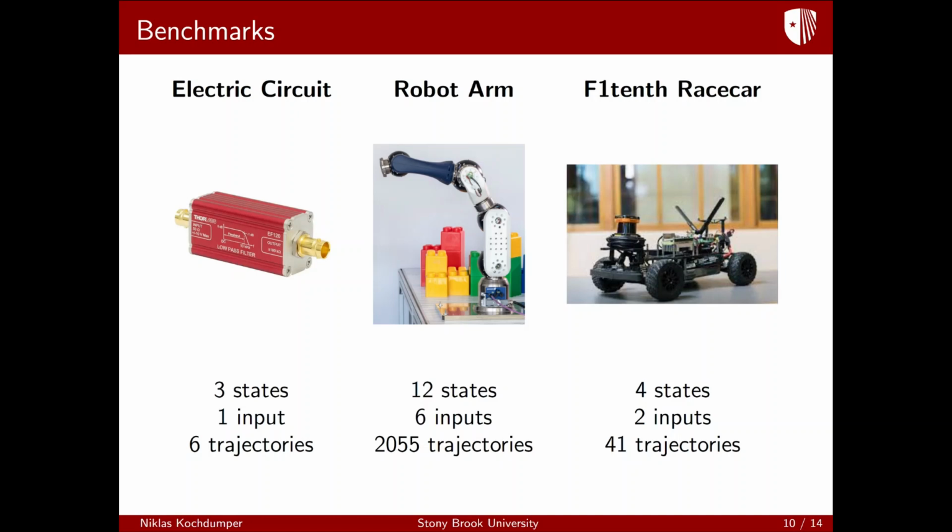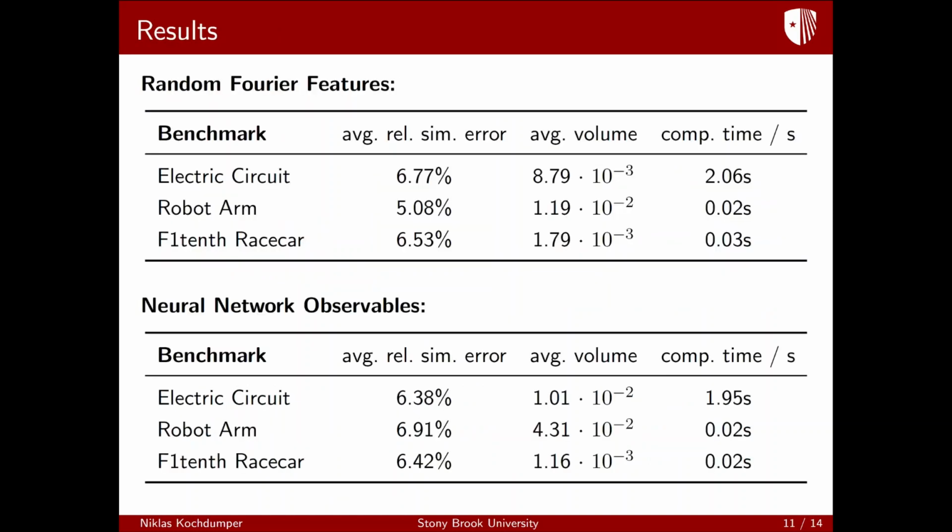We took the measurements we had from these models, and what we did first is we identified a model using Koopman operator linearization. As I mentioned earlier, the great thing about our approach is it supports arbitrary observables. To demonstrate that, we took 2 different types of observables, which are random Fourier features and neural network observables. For the nominal model we identified, we wanted to check its accuracy.